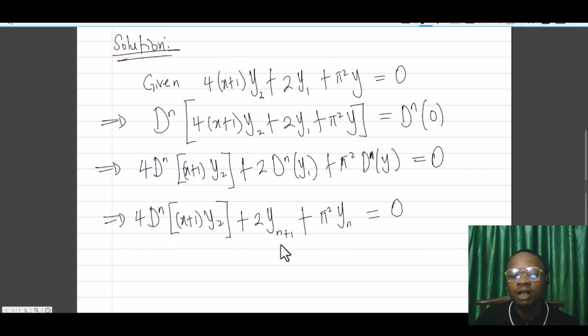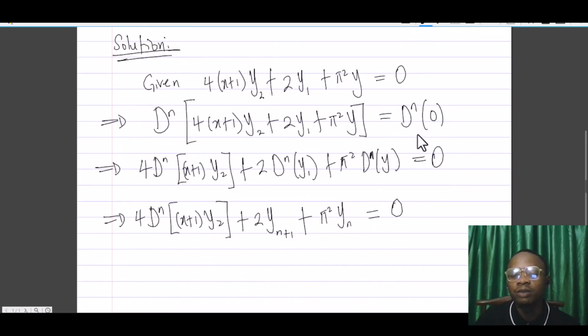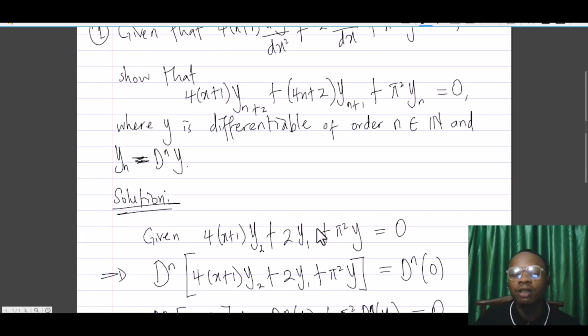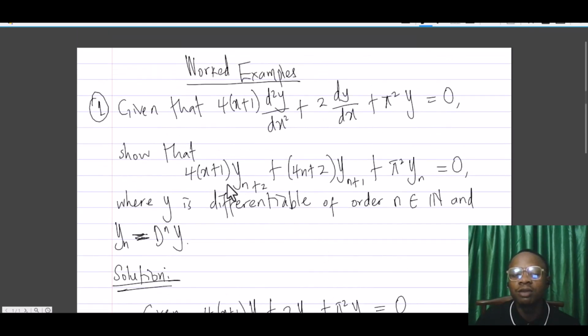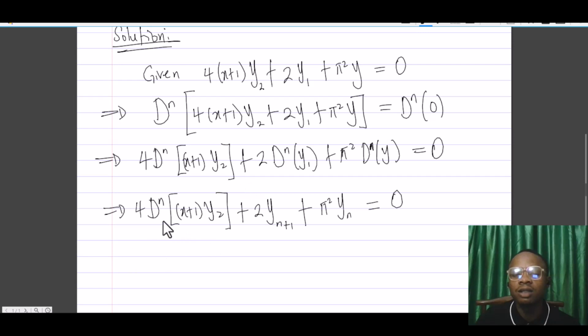We already have y sub n plus 1, even though it doesn't have the coefficient that we seek. We know that we can still get there. We have pi squared into y sub n, that is here, and then we have this to be 4 into (x plus 1) into y sub n plus 2. That is something like this.